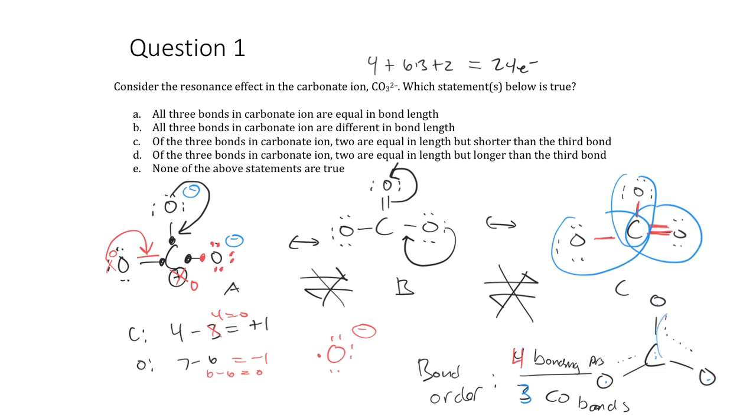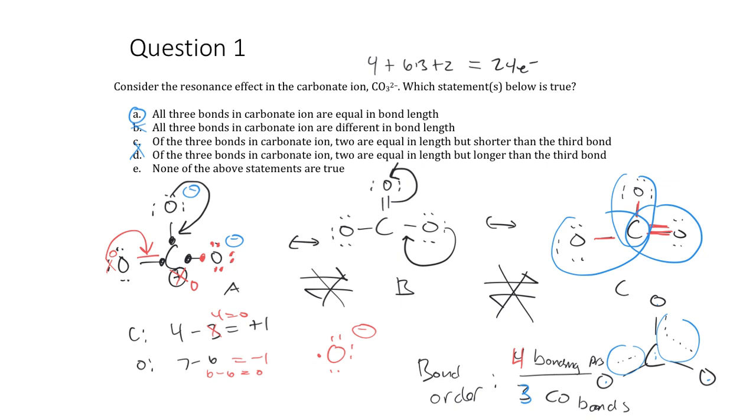At all times this electron pair spreads itself out across all of those atoms simultaneously. So the best answer to this question is that all three bonds in carbonate are equal in length, and they're not different in length. One's not shorter than the other two, and so C and D are not true statements.